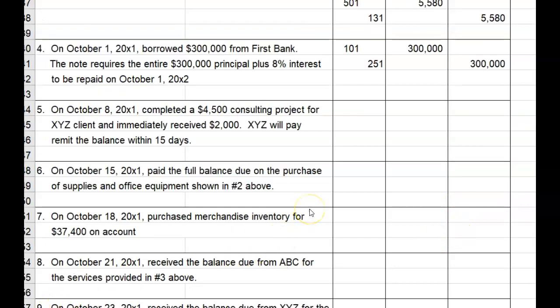Well, this video is already getting a little bit long, so I'm going to end this video, and in the next study guide video, we'll continue writing the journal entries for this company. We'll start with the October 8th transaction in the next video.